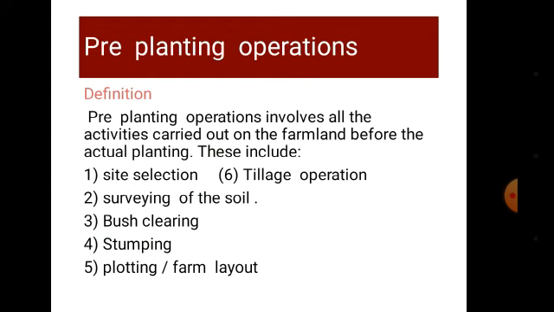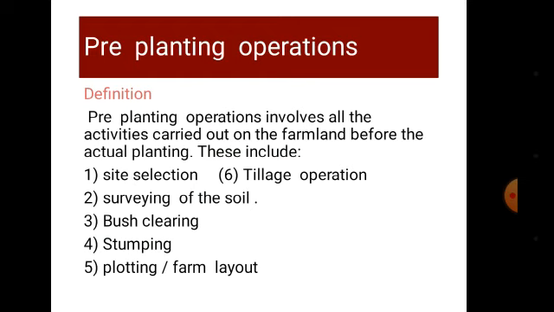Still on the pre-planting operations, we have explained the site selection. We are going into surveying of the soil. To estimate a new farm, considerations of the size, the soil survey and the land estimation should be carried out on the proposed parcel or plot of land. The soil evaluation is carried out to ascertain whether the soil is suitable for crop production or not. Remember, if it's not suitable for crop production, you can equally use the same soil for your animal production.